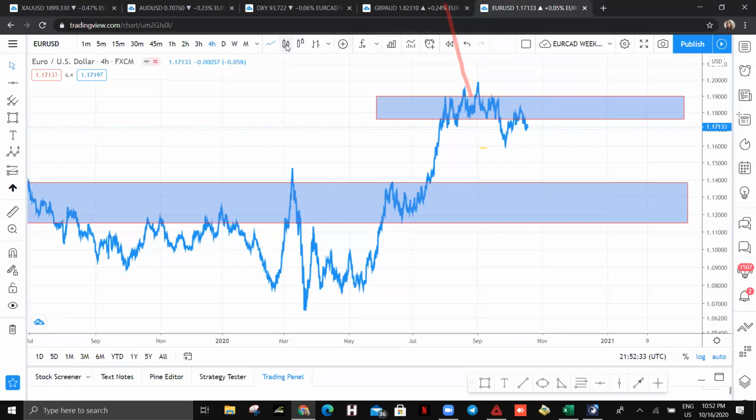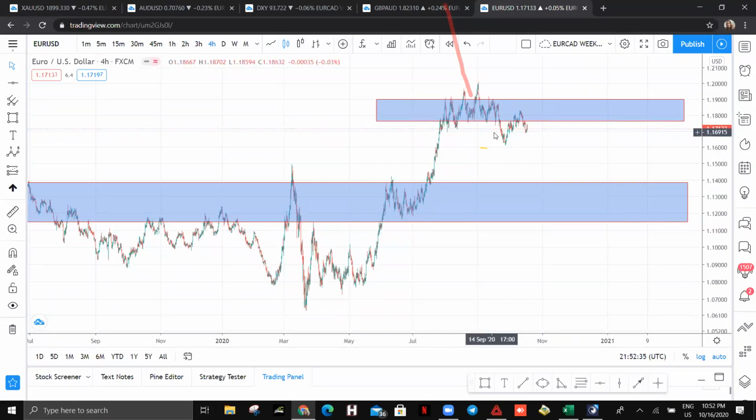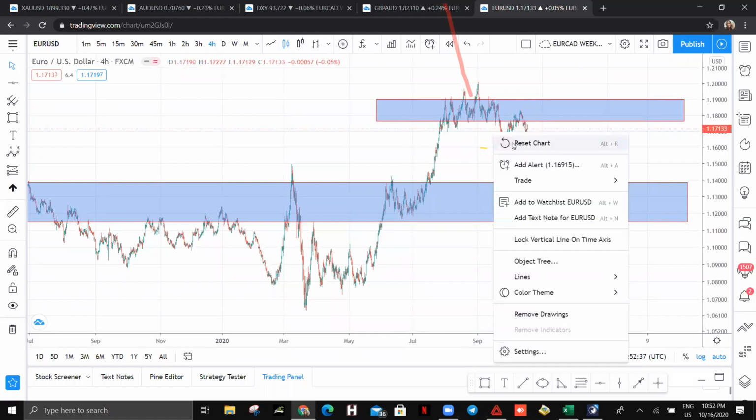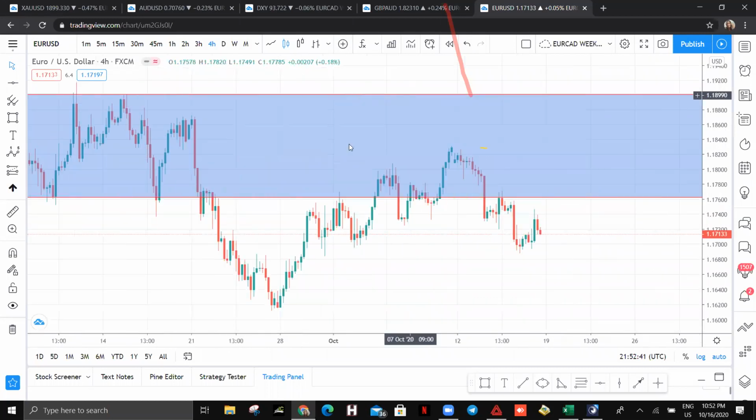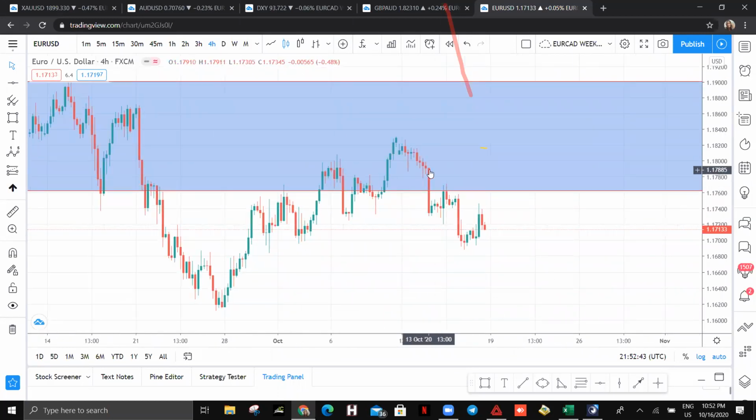Now let me go to candle and see what happened. Okay, now let me reset it. Beautiful. Have you seen the zone we drew? Look at this bearish engulfing candle. It broke out, we tested the zone, and price dropped.